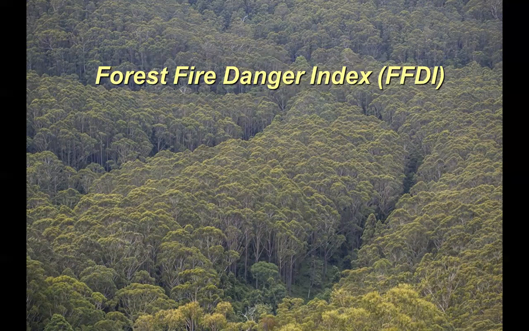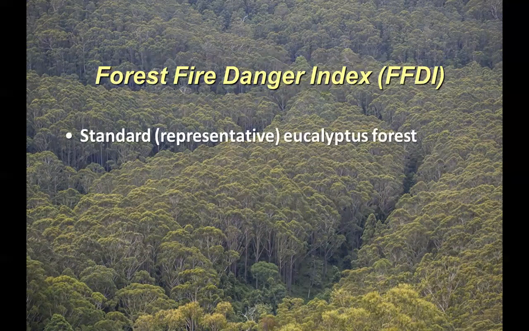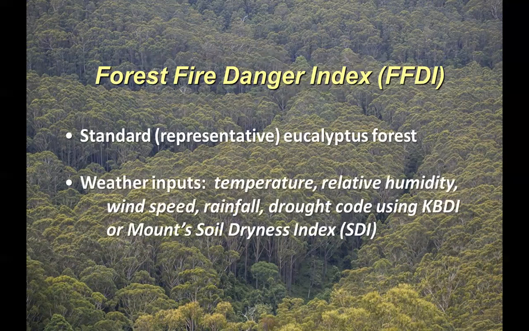It was designed for a standard or representative eucalyptus forest, an example of which is in the photo in the background. Weather inputs include temperature, relative humidity, wind speed, rainfall. They also use a drought code, which is calculated either using KBDI or a soil dryness index. As we go through these systems, I want you to notice the lack of explicit soil moisture information, whether it be from an in-situ network or remotely sensed from satellites.